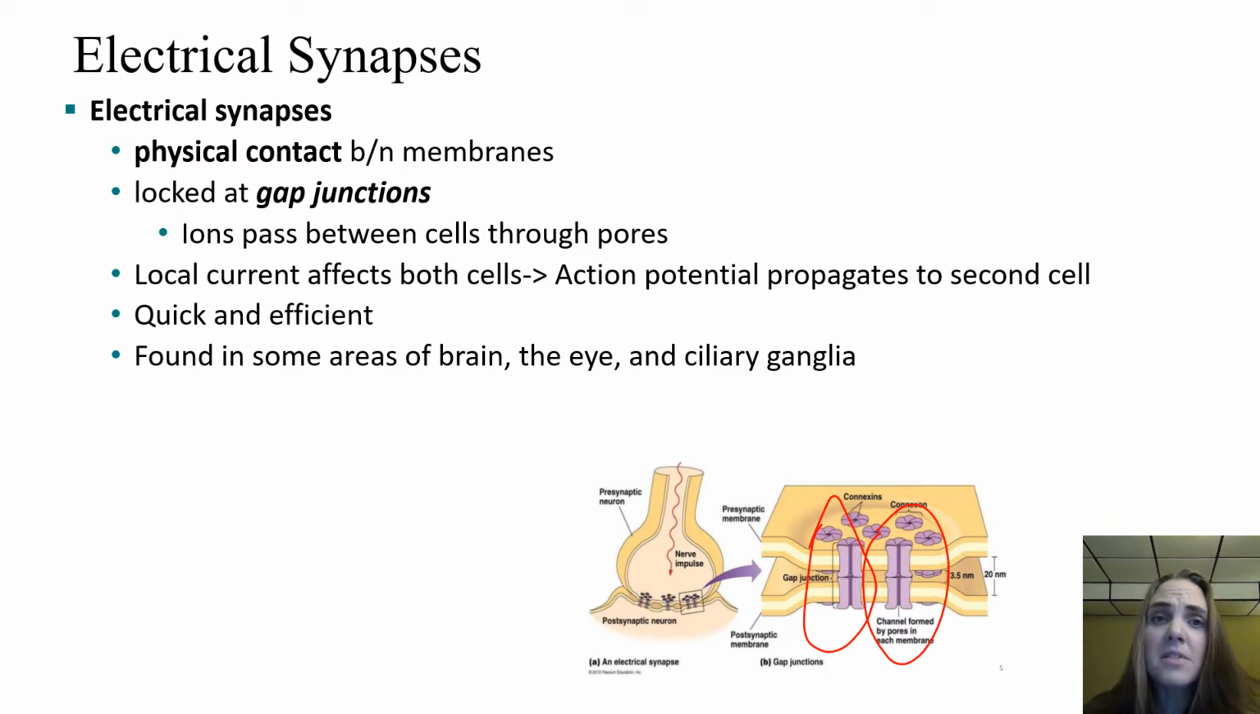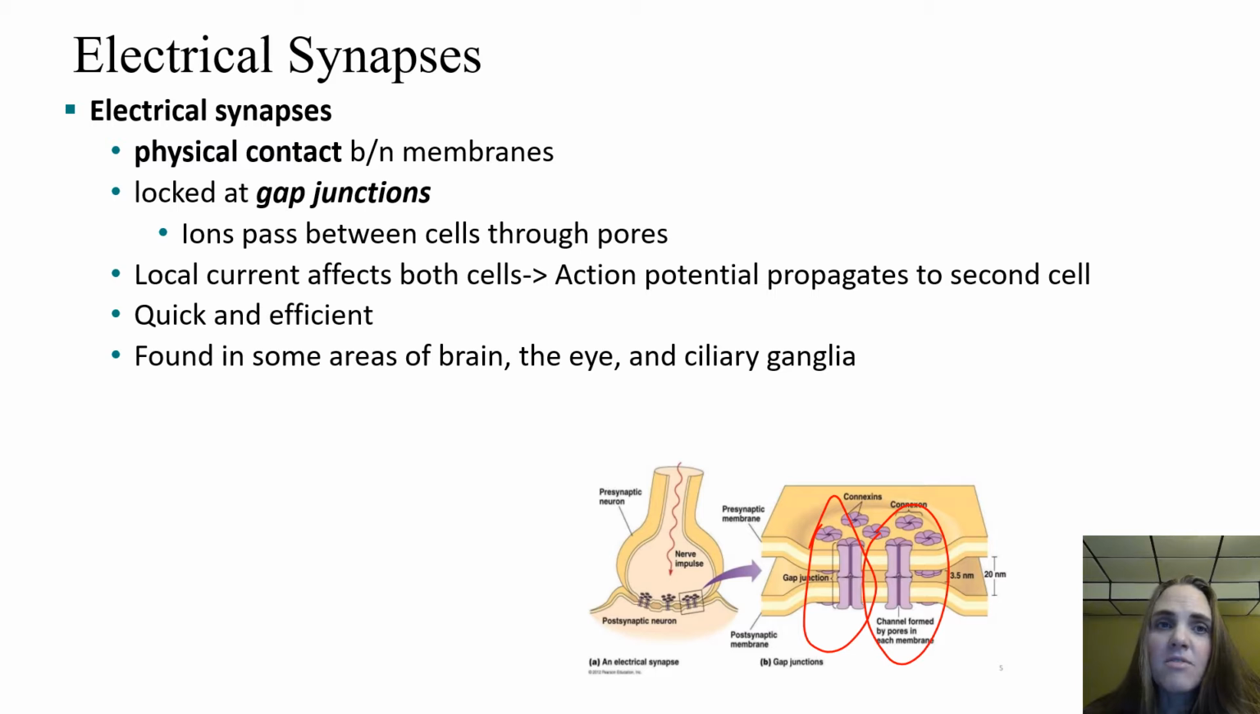And remember, the purpose of those junctions was to allow ions to pass between the cells via those pores in the gap junction. So what happens in electrical synapses is that the local current that's created by the action potential is going to affect both the cells. And the action potential is going to propagate to the second cell because they're actually in contact with each other. Because of this contact, it provides a very quick and efficient form of message transmission.